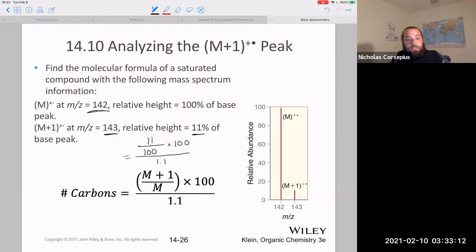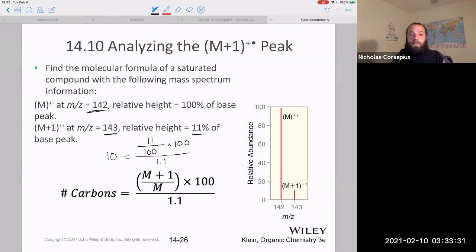So if you punch this into your calculator, what you're going to find is that the approximate number of carbons is 10. All right, so again, it's not always going to be a nice, neat number, you might have to round, but a lot of the time it's pretty close. It's crazy impressive how well this works.